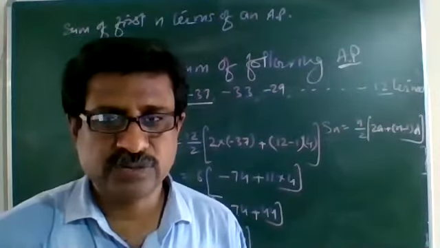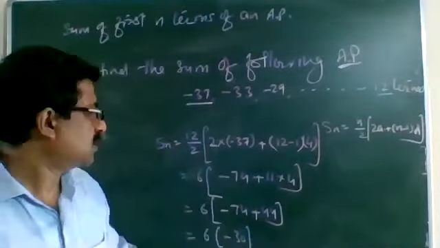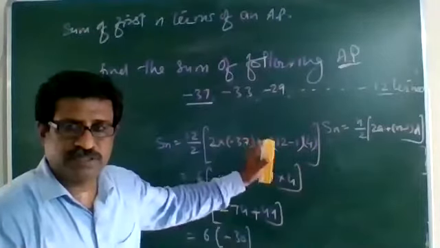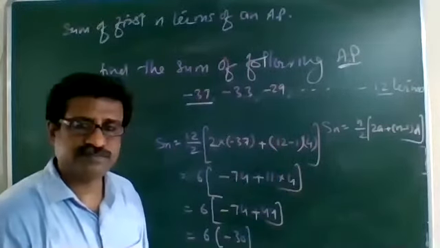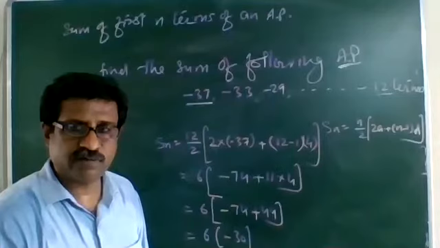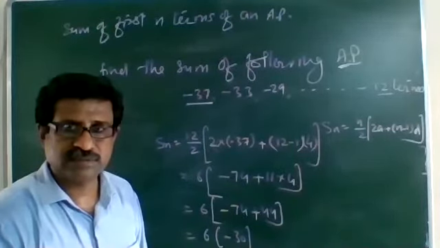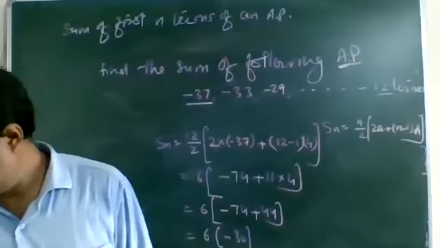Expecting that you understood this, you don't have to do anything else. Just put the values in the formula. Find out n, find out a, find out d. Put the values, get the answer. One more question to do.